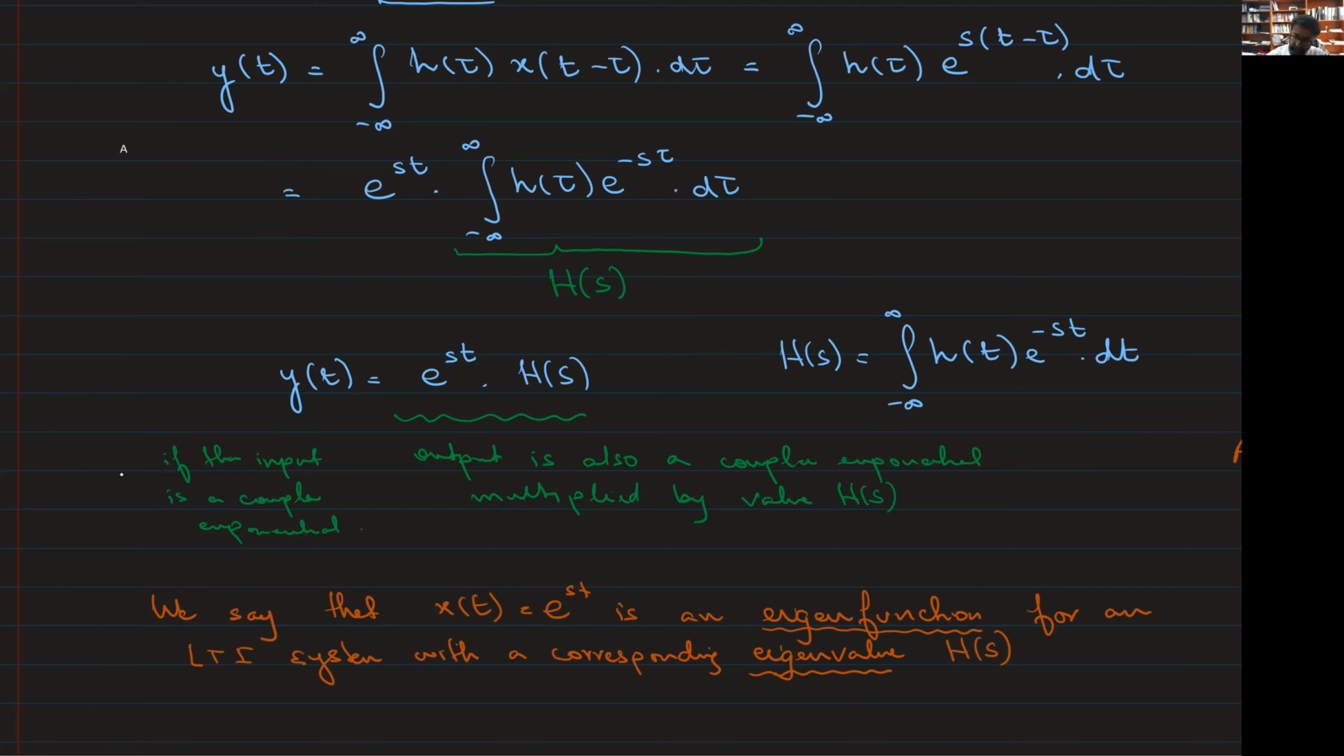So this is called eigenvalue and eigenfunction. Eigenfunction, e raised to st is an eigenfunction, and h of s for that particular s is called the eigenvalue. Any questions here before I talk about the application? What is the application here?